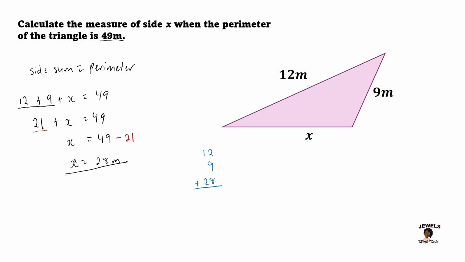So we have 12 plus 9, which is equal to 21. 21 plus 28: 1 plus 8 is equal to 9, and then 2 plus 2 is equal to 4. So we see that everything does add up to 49 meters, which tells us that our x is equal to 28 meters. Okay, so remember that when you're working on these types of equations, you can always go back and check just to make sure that your answer is actually correct.